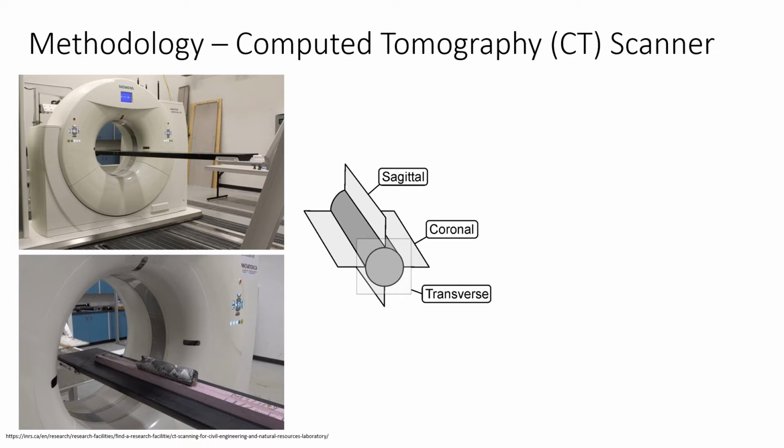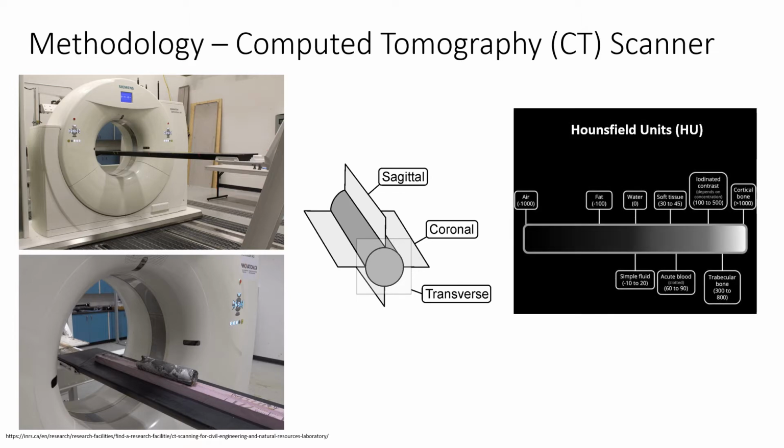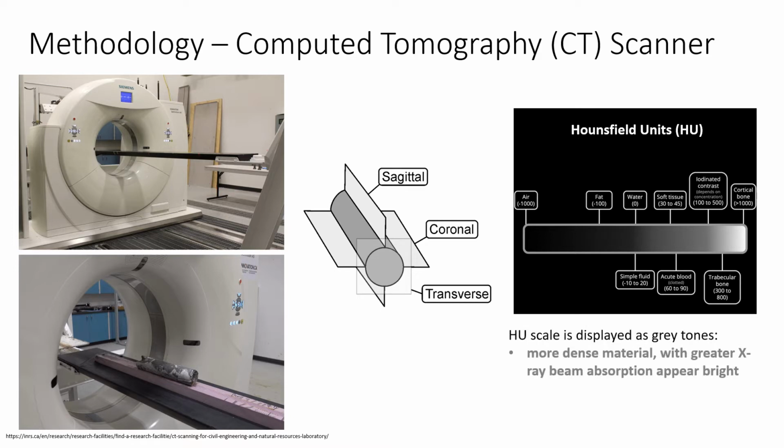In the examination of the CT scan images, grayscale values are reflected as Hounsfield units, named after Sir Godfrey Hounsfield for his part in the invention of the CT scanner. Hounsfield units are reflected as gray tones and are based on the level of X-ray attenuation, where dense material has a greater X-ray beam absorption and these materials appear bright, whereas less dense material has less X-ray beam absorption and appear dark. In the study of sediments and sedimentary rocks, HU values vary primarily with properties that influence bulk density, namely grain size and porosity.